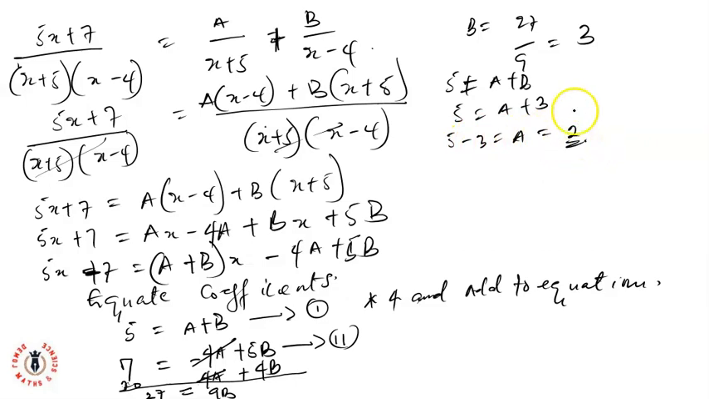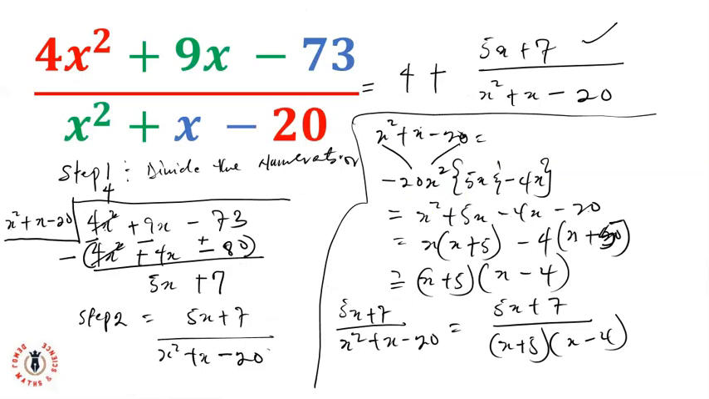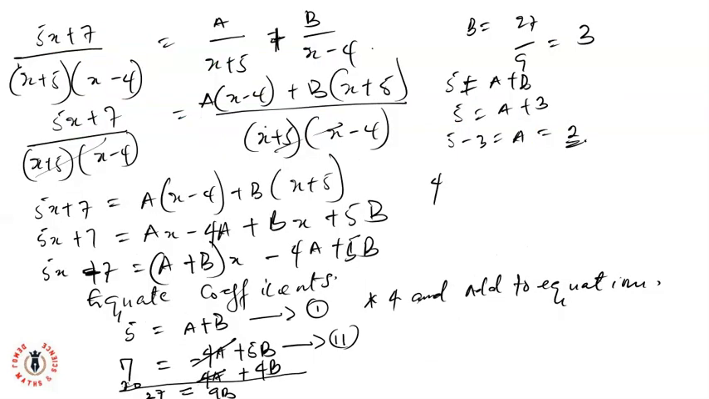Now, if A is equal to 2 and B is equal to 3, we can rewrite our equation. Remember our equation, 4 plus 5x plus 7 over x squared plus x minus 20. So we can write our equation to be 4, and in place of 5x plus 7 over x squared plus x minus 20, we substitute for A and B: plus A, which is 2, over x plus 5, plus B, which is 3, over x minus 4.